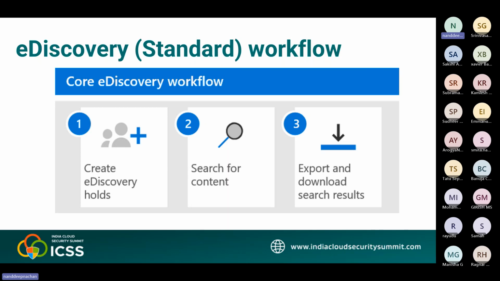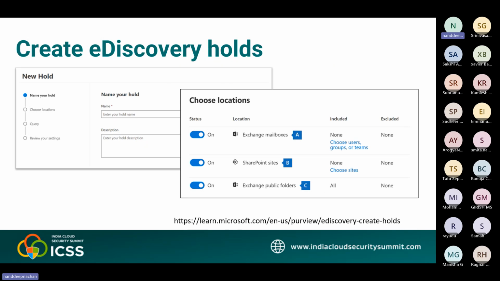The second thing is to search for the content. After you have created the eDiscovery hold, you can build a search to look for the content locations which are on hold. And then lastly, you can go ahead and export as well as download the search results that we have got. This is how it looks, and then again, we are going to go to the demo as well. You can use the Microsoft Purview eDiscovery standard case to create holds to preserve the content that might be relevant to the case.